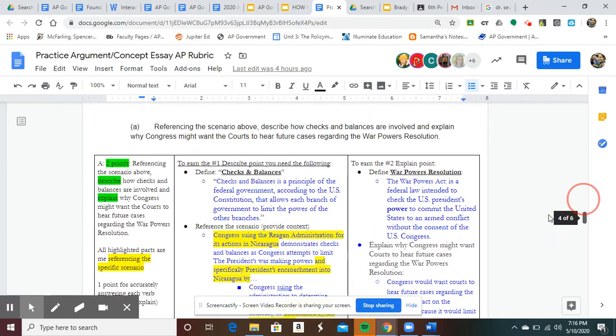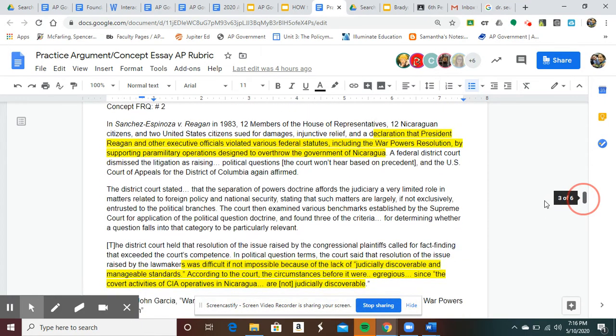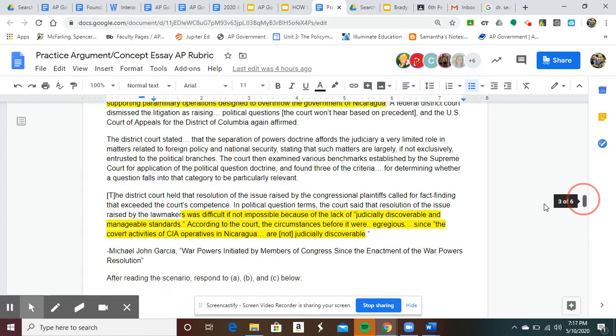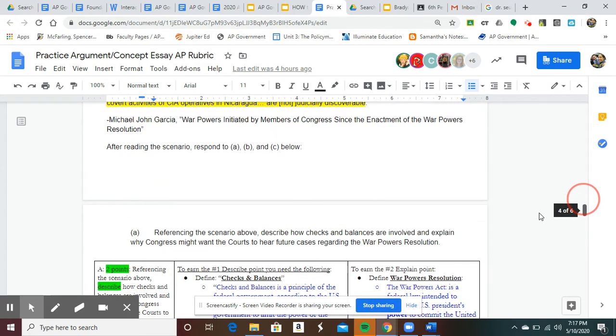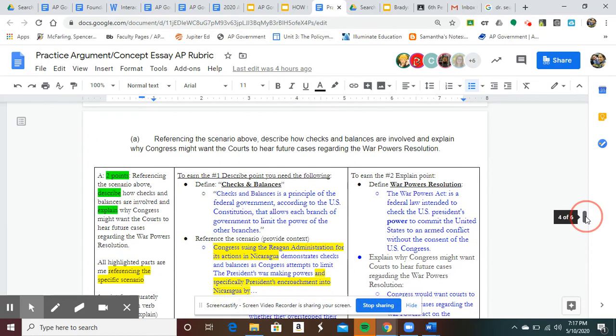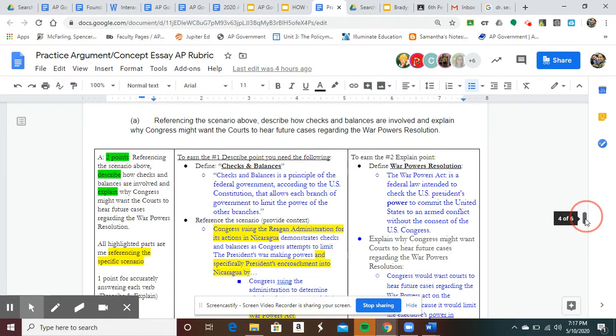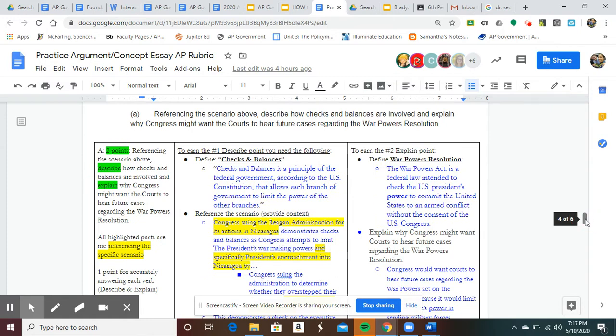So here was a scenario. I'm not going to go through it. I'm not going to read it because it's more about how to answer it in general, not just this example, but how to answer all of them. So your A will typically be 2 points. It's out of 5. A, describe how checks and balances are involved based on it. They're going to give you a definition and explain why Congress might want courts to hear future cases regarding the War Powers Act. They're going to have you describe something and explain it.